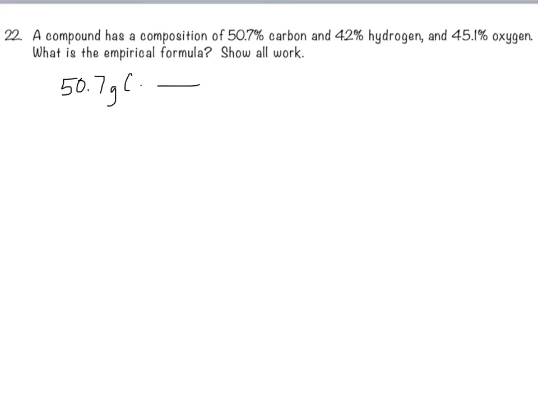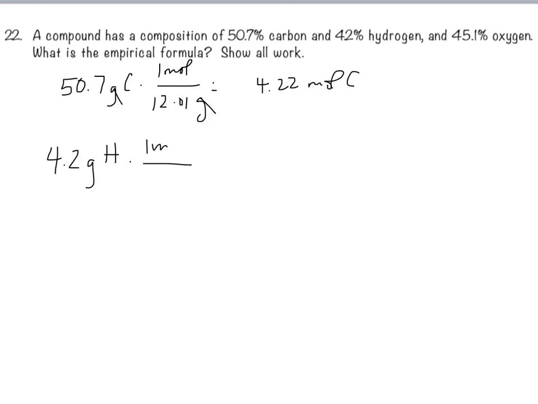Now I can convert those grams to moles, knowing that 1 mole of carbon has a mass of 12.01 grams. Grams cancel, and so I multiply, and this gets 4.22 moles of carbon. I'm going to do the same thing for the hydrogen. You can't see it, there's a decimal there in the problem, but 4.2 grams of hydrogen. Well, every 1 mole of hydrogen has a mass of 1.01 grams. Grams cancel. I have 4.16 moles of hydrogen.